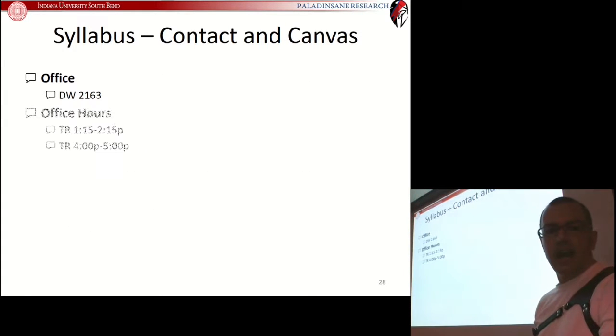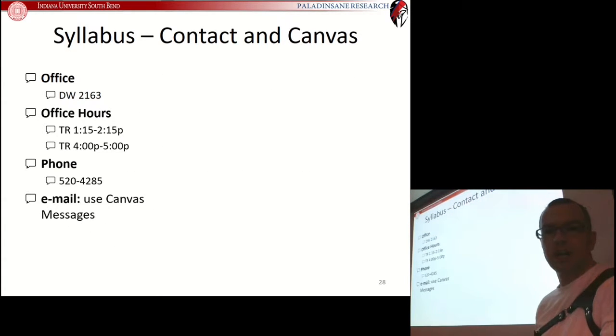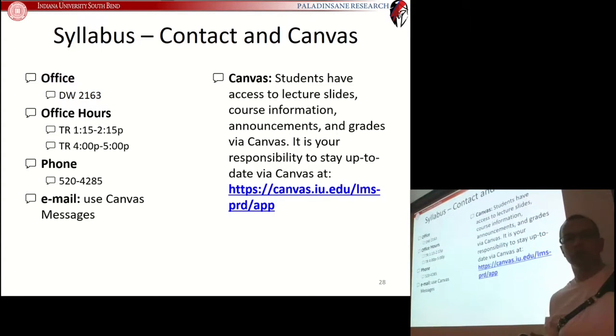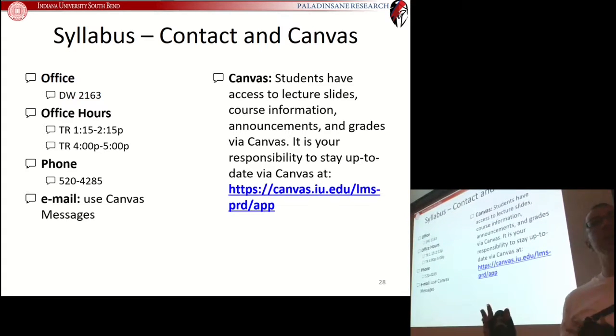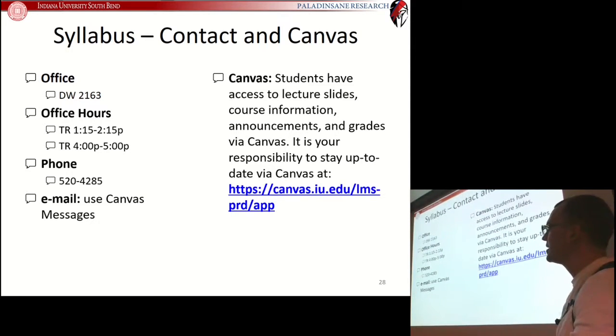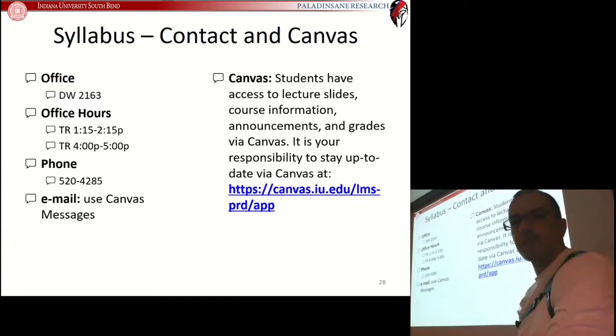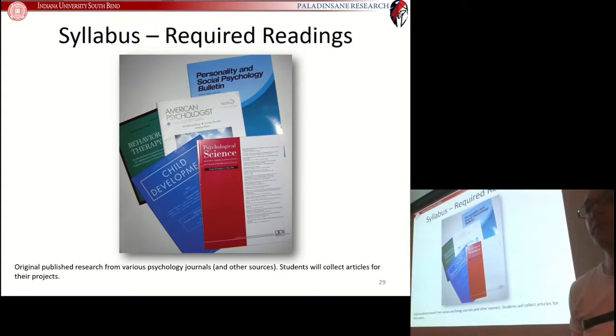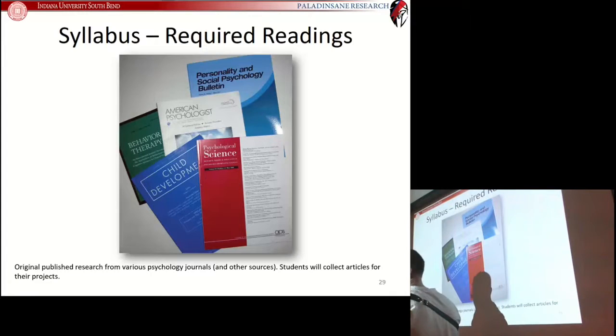In terms of contact, there's the information for contact. Use Canvas messages. Everything that you need in terms of lectures, course information, and announcements will be available in Canvas. I'm going to start uploading some of the links that you need, for example, the plagiarism test and the APA test. Use Canvas messages. I'm going to try my best to do a 24-hour turnaround on those when you need to communicate with me.